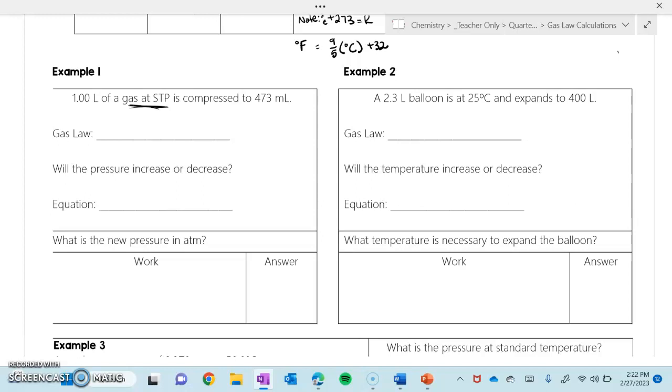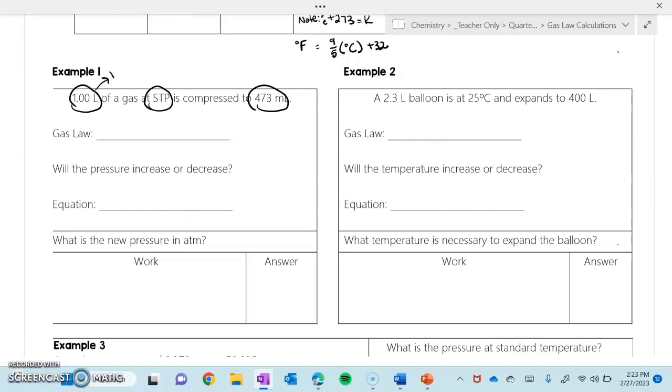So for each of these examples, we are going to circle the given values and determine whether each is a volume, temperature, or pressure. And then we're going to identify the corresponding gas law, predict what will happen to the gas, and write the equation. And then that should set us up to solve it really easily. So we've got this example: 1 liter of gas at STP is compressed to 473 milliliters. So I'm just going to circle all of my given values.